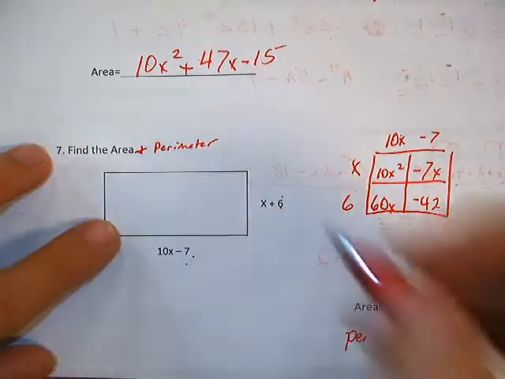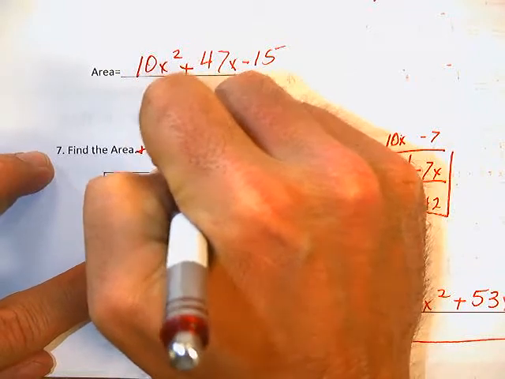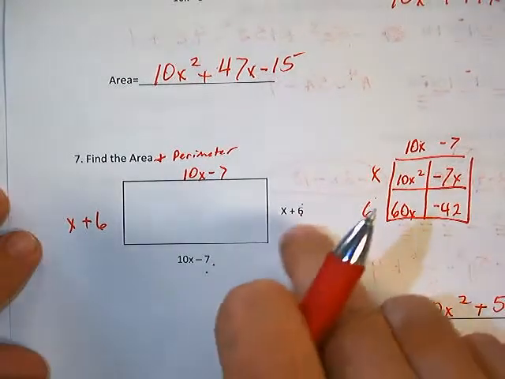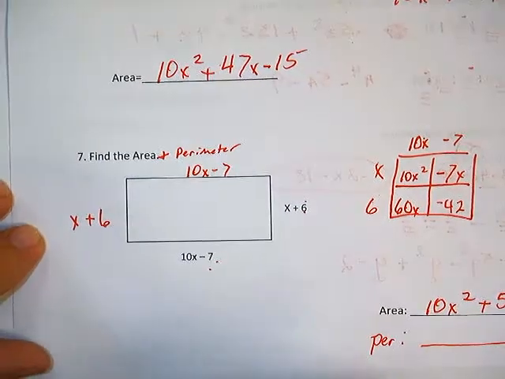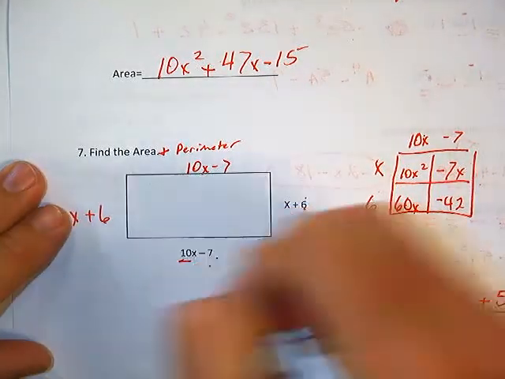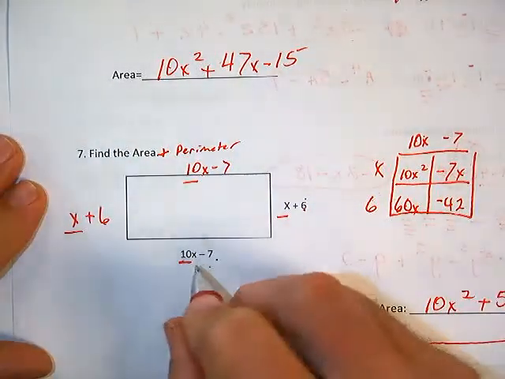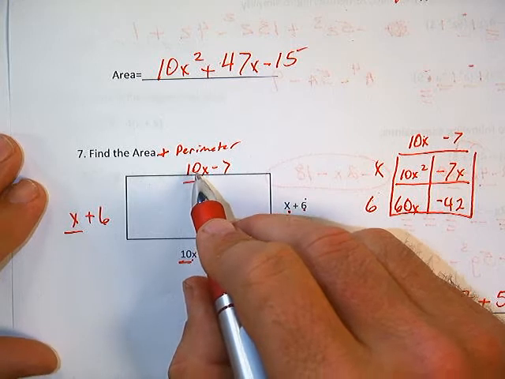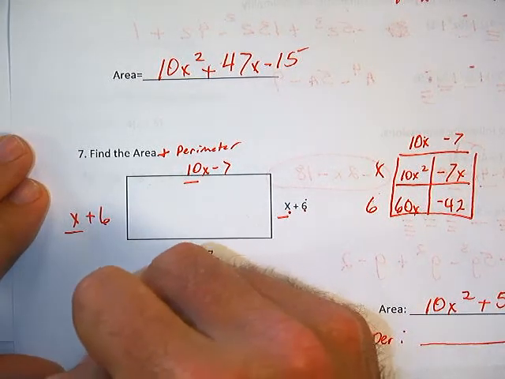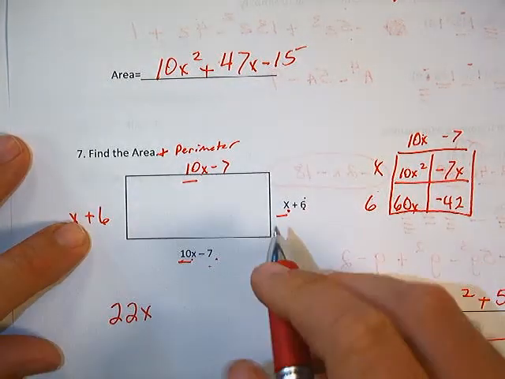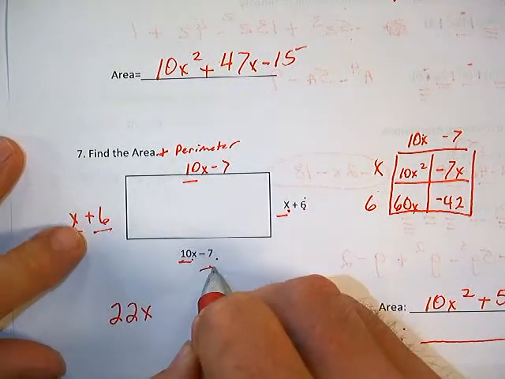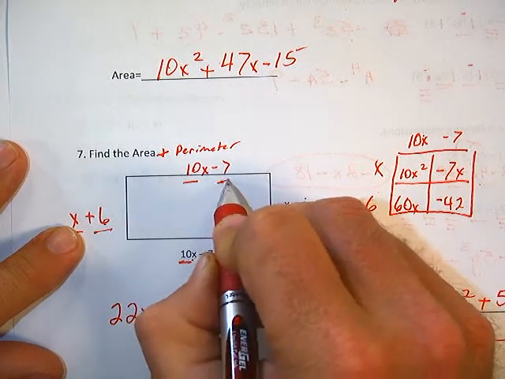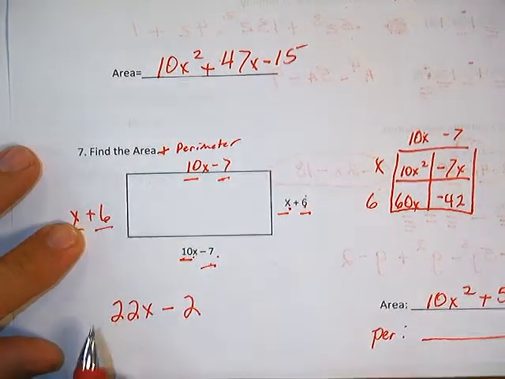Now, to find the perimeter, let me go ahead and label the other sides. Okay, to find the perimeter, we're going to have to add all the sides. First I'm going to add together the x's. 10x plus x is 11x, plus 10 is 21x, plus 1 is 22x. So we have 22x. Then 6 minus 7 is negative 1, plus 6 is 5, minus 7 is negative 2. So the perimeter is 22x minus 2.